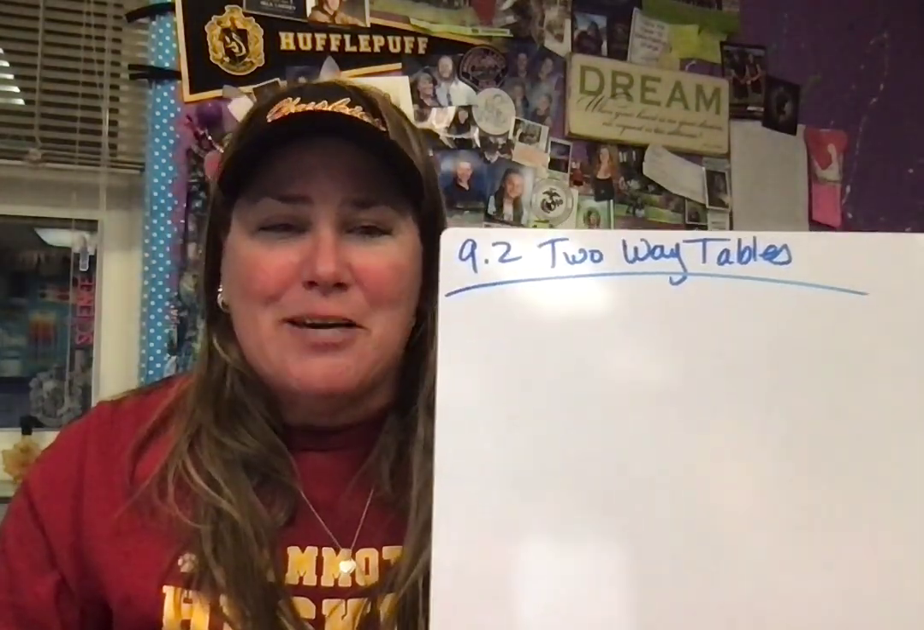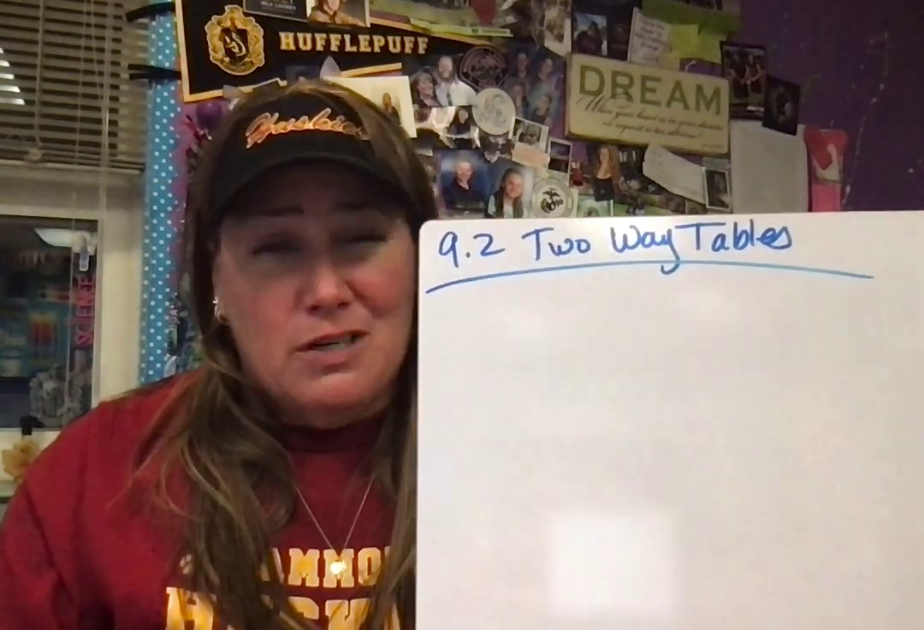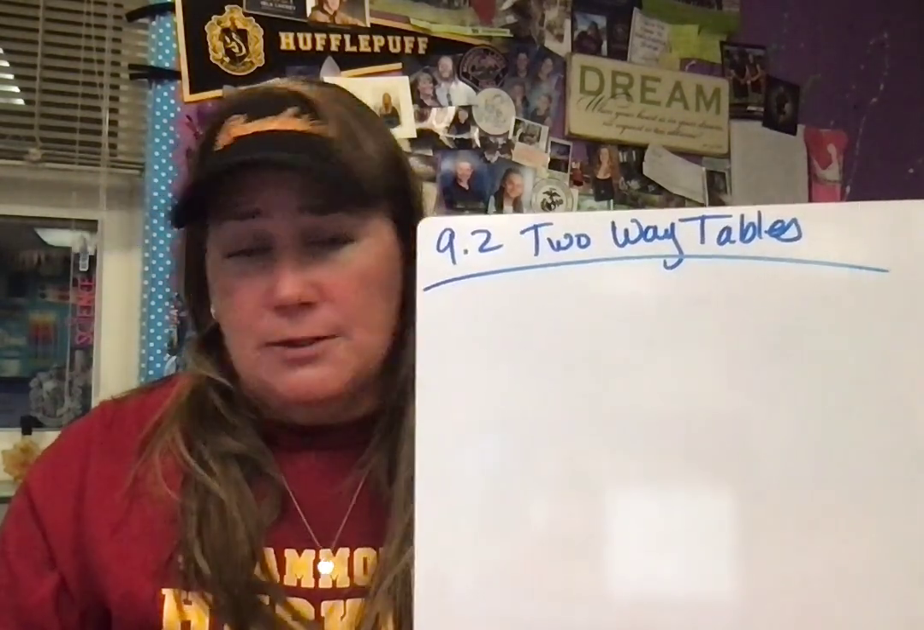9.2 two-way tables. It looks like a 5 backwards. Okay. We're going to have some vocab. We're going to have 3 vocabs, so make sure you have that pink highlighter out. All right, here we go. So two-way table. Let's define it.